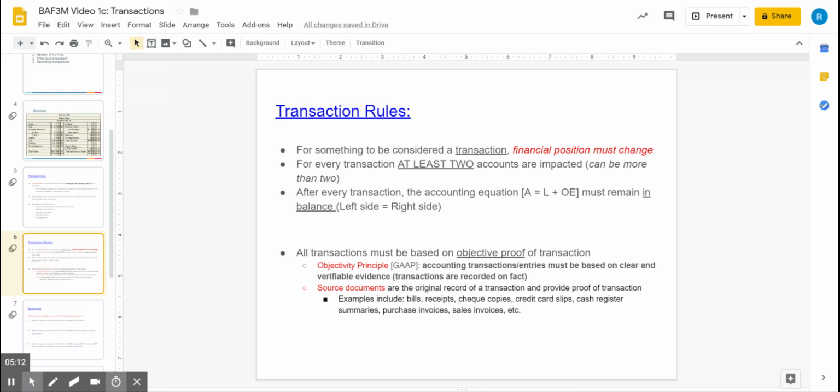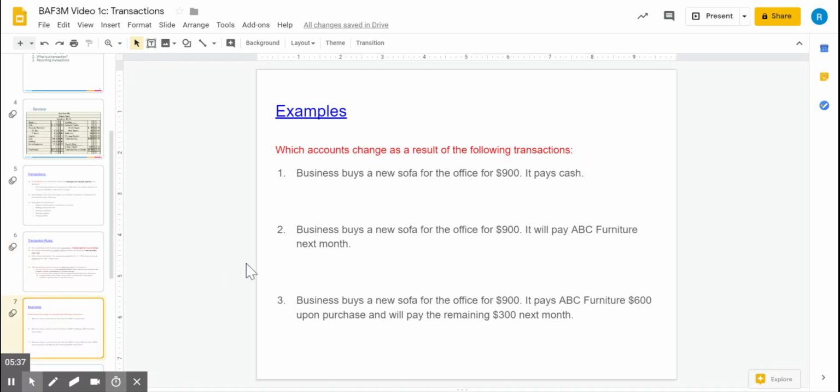It has to be based on something called a source document. There has to be something we can trace it back to, like a bill or a receipt or a check copy, credit card slip, cash register summary, purchase invoice, sales invoice. These are source documents, and these are the things that serve as the verifiable and clear evidence of transactions, which the objectivity principle, a generally accepted accounting principle, says all businesses need to have. We need to have proof of each transaction.